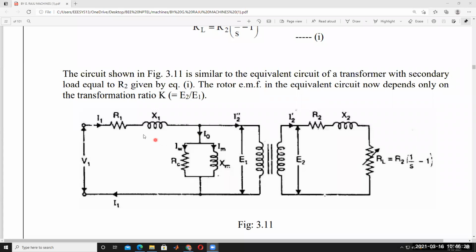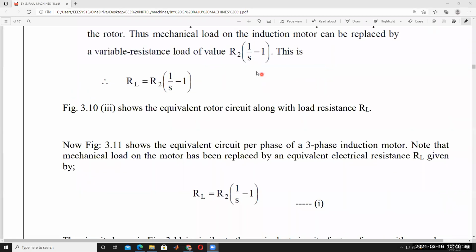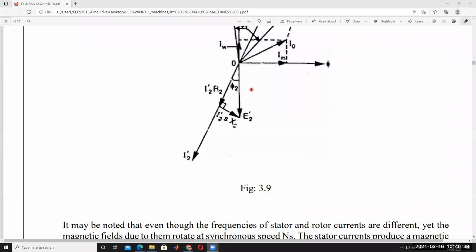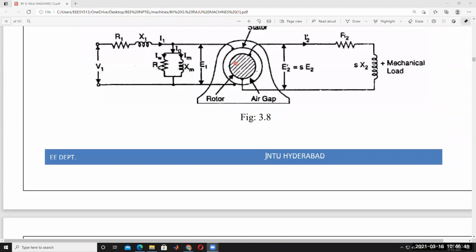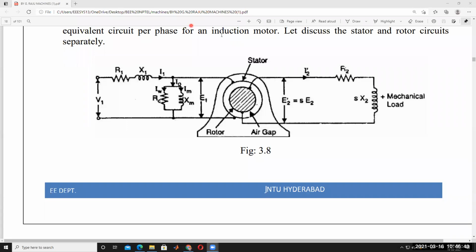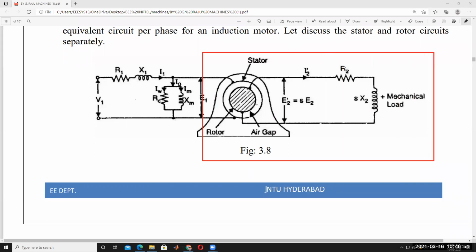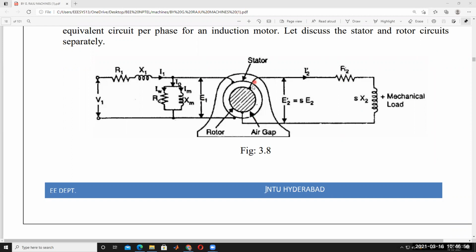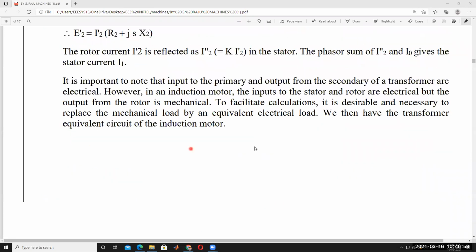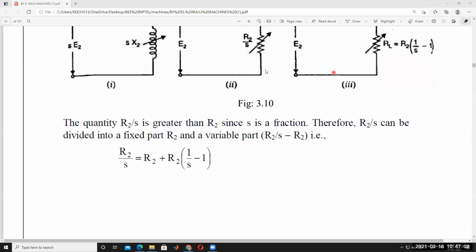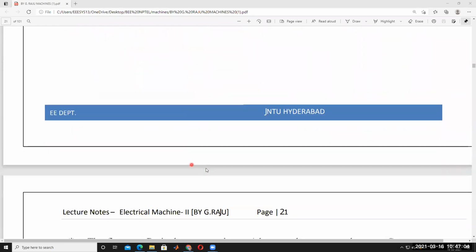Just like a transformer, R1 and X1 on the primary side are the same as before. So this complete equivalent circuit is converted in this manner. By using that concept of equivalent RL, this complete load can be represented in a transformer equivalent circuit. Understood? So by using this concept, it is represented by the equivalent circuit.